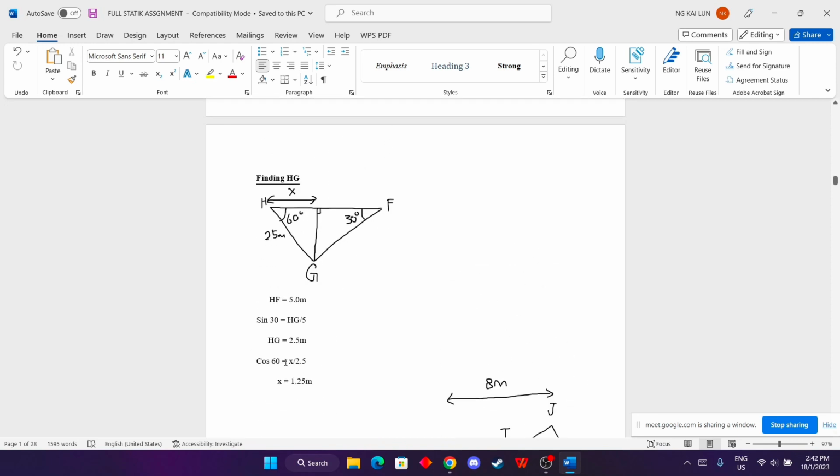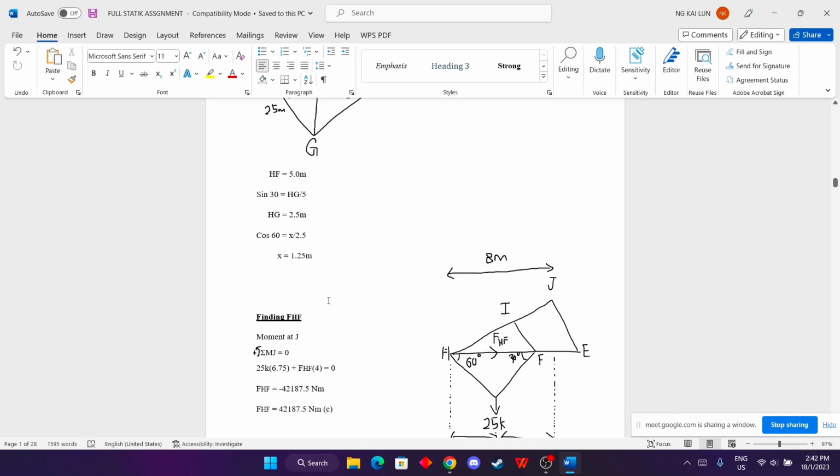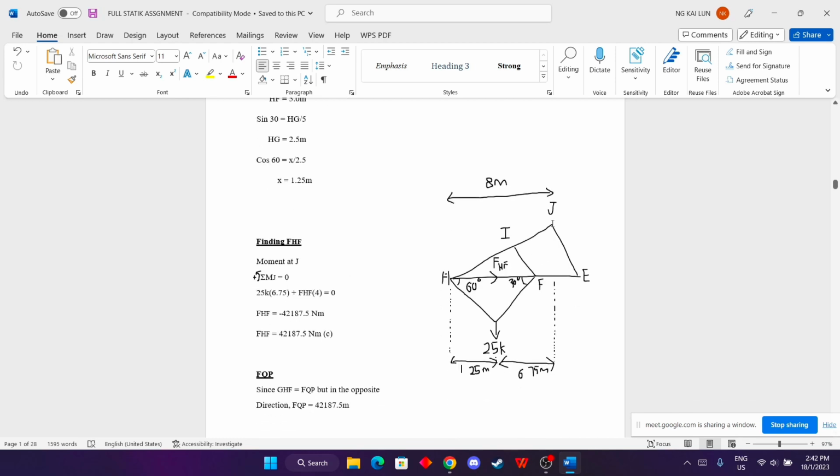Since you already have the x value and all the values that we needed, we can find the moment at J, which will help us find the force in HF. So here, moment at J equals 0. Here we have 25 kilonewton times its perpendicular length, which is 1.25 meter.